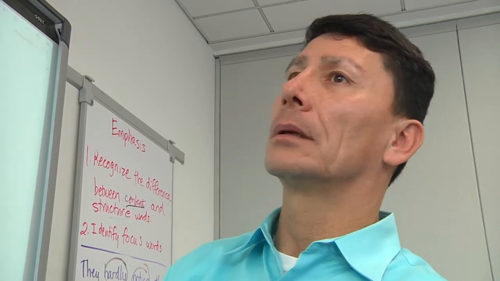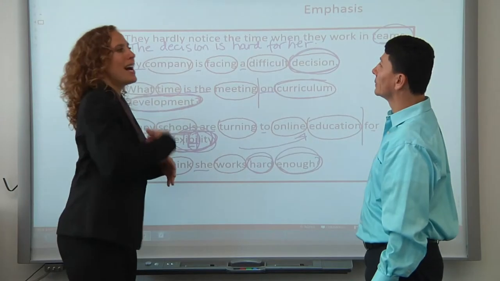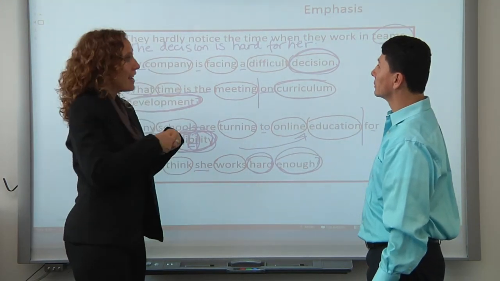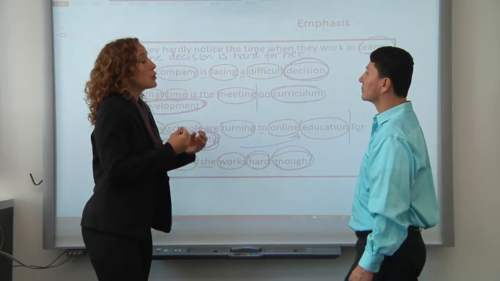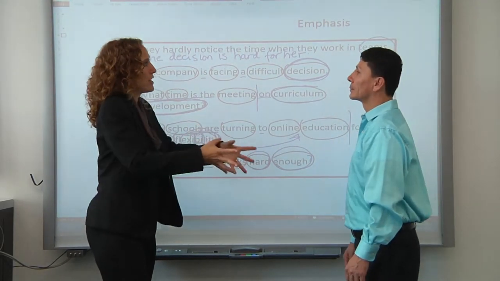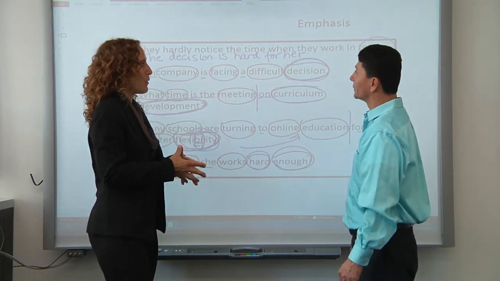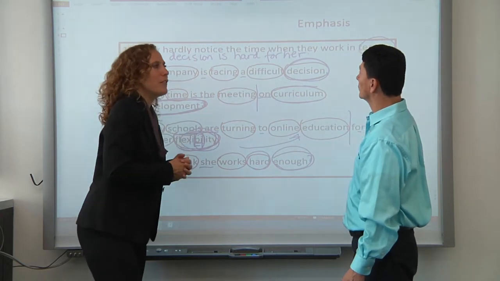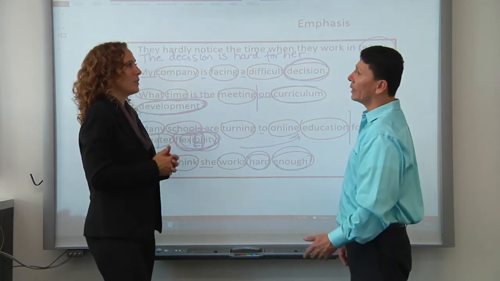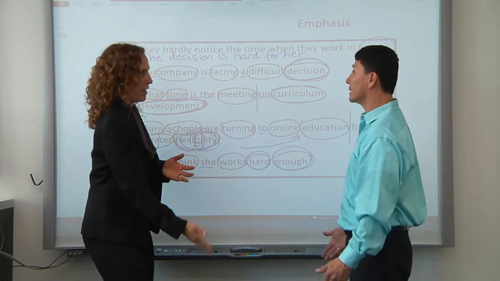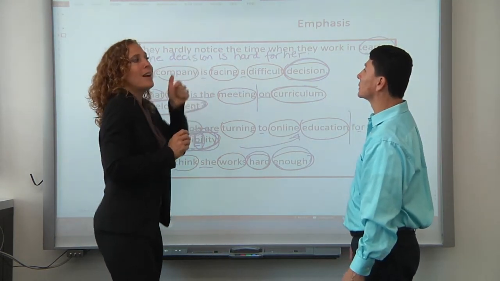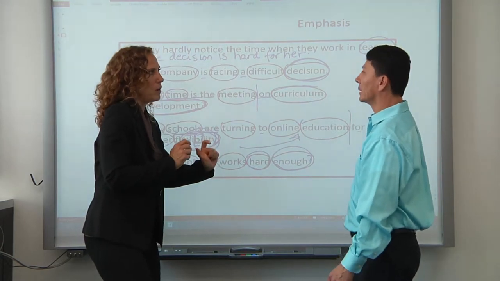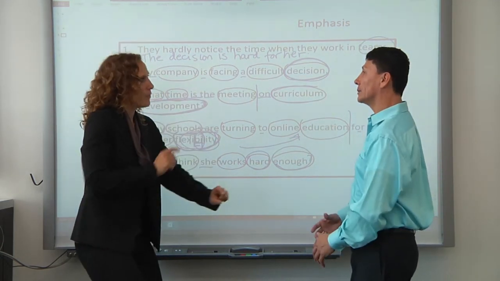Let's just try that. I'm going to make the statement. You ask me what kind of decision. I'll answer you, and let's just have three or four sentences back and forth, trying to emphasize the new information. Okay, so I'll start. My company is facing a difficult decision. Oh really, what kind of decision? But see, don't emphasize decision, right? So now you're going to say, what kind of decision? Okay. Try it. What kind of decision?